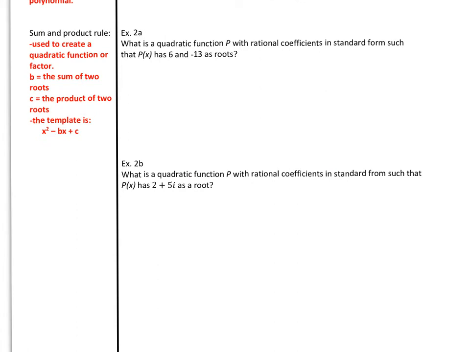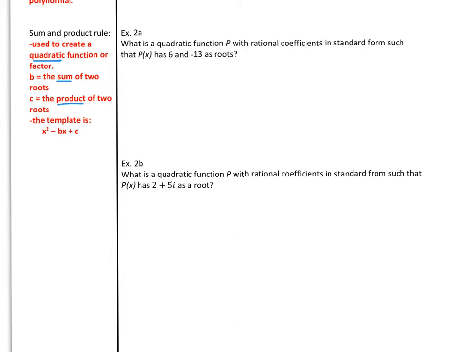The next part isn't a theorem, but it's a way to create certain factors based on roots that are already given: the sum and product rule. It's used to create specifically a quadratic function or a quadratic factor. That means you'll need to know two roots and find their sum and their product. Sum is found simply by adding the two roots together, and that is going to represent the b coefficient in our quadratic function. The product of the two roots will represent the c value, or that c number in the quadratic function.